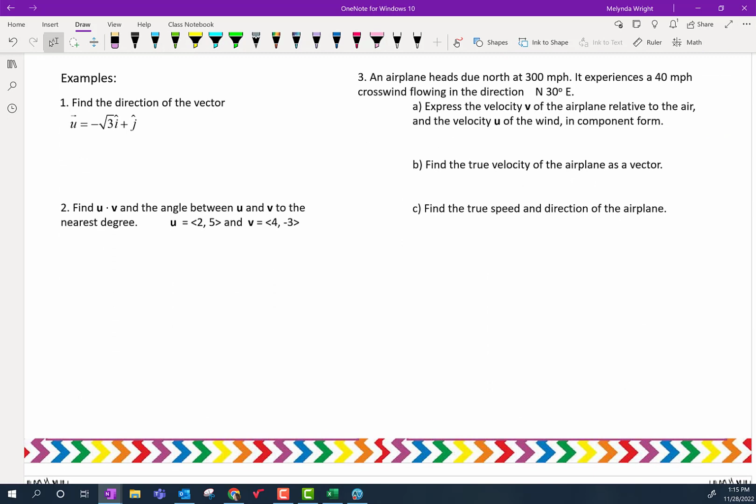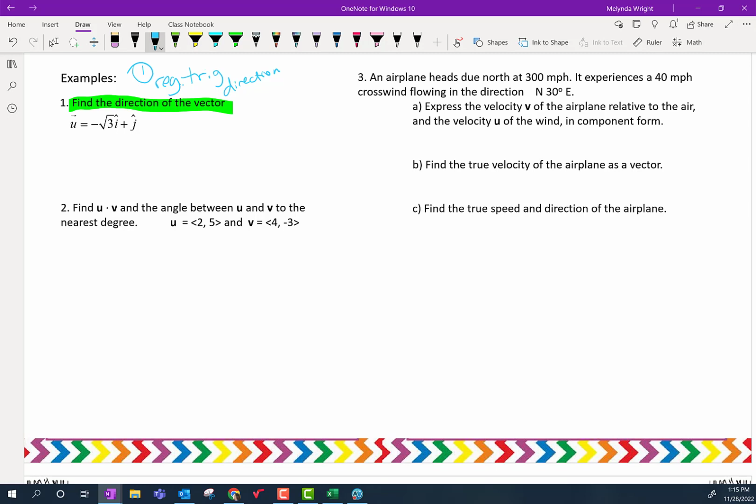Find the direction of the vector. Okay, we've done this before. Find the direction of the vector. And this is just regular trig. There are three different kinds of direction. The regular trig direction, and what I mean by that is there's no context. We're not talking about bearings or north, south, east, west. None of that's going on.